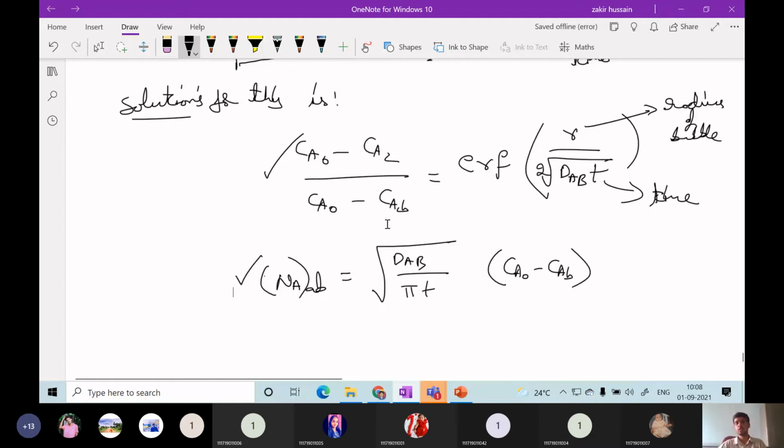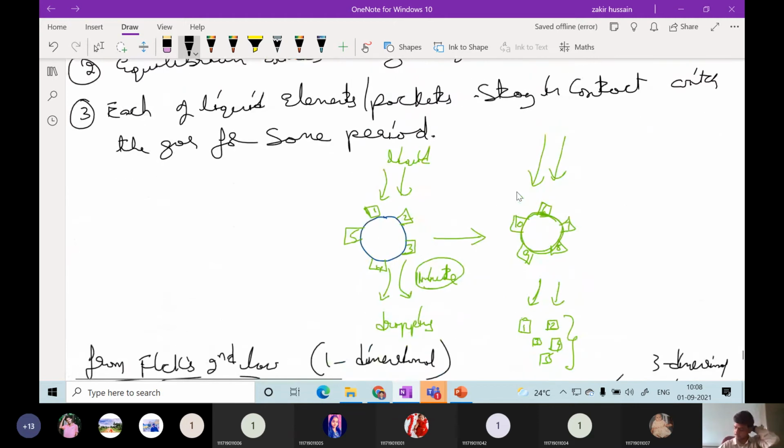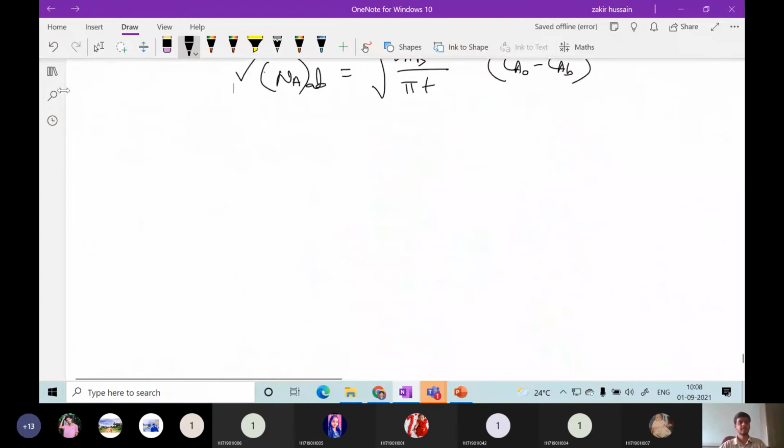Those who are interested to solve this derivation, a big derivation, 4 to 5 pages, can just ask me. I will try to tell you how to derive this one, or otherwise I will take a photograph from my notebook and send it. Okay, is that clear? Penetration theory. Yes, sir. Then next one is the surface renewal theory.